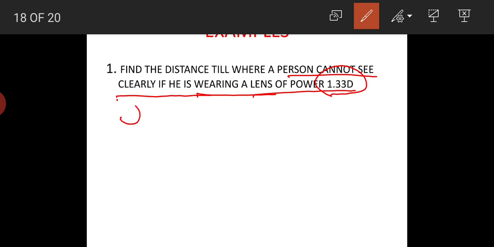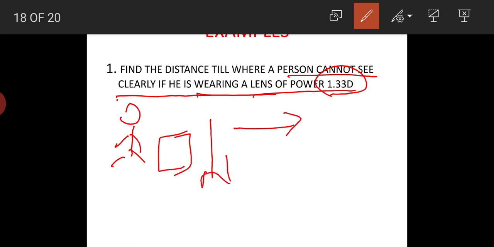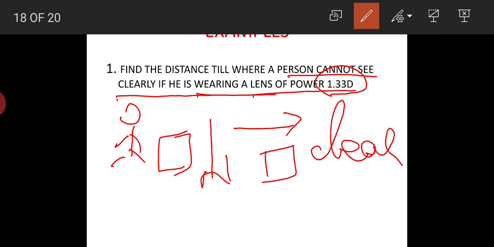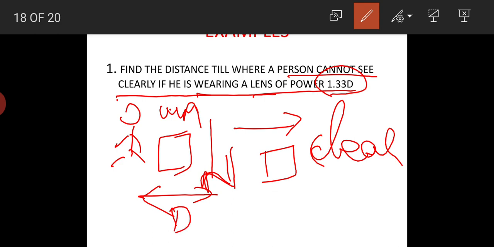So hypermetropia means till some point he cannot see the objects clearly, whereas beyond this point he can see the objects clearly. So this is the clear zone, and this is the unclear zone. This is the near point which separates the clear zone and the non-clear zone, and this distance is given by D. So this is what he is asking to find in the question: the distance of the near point. It means till where the person cannot see the objects clearly.